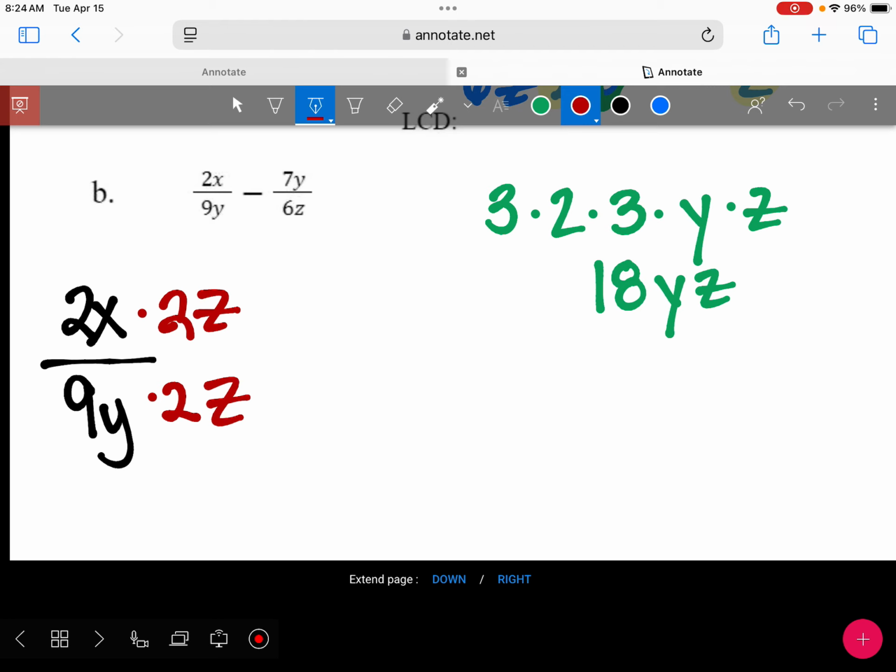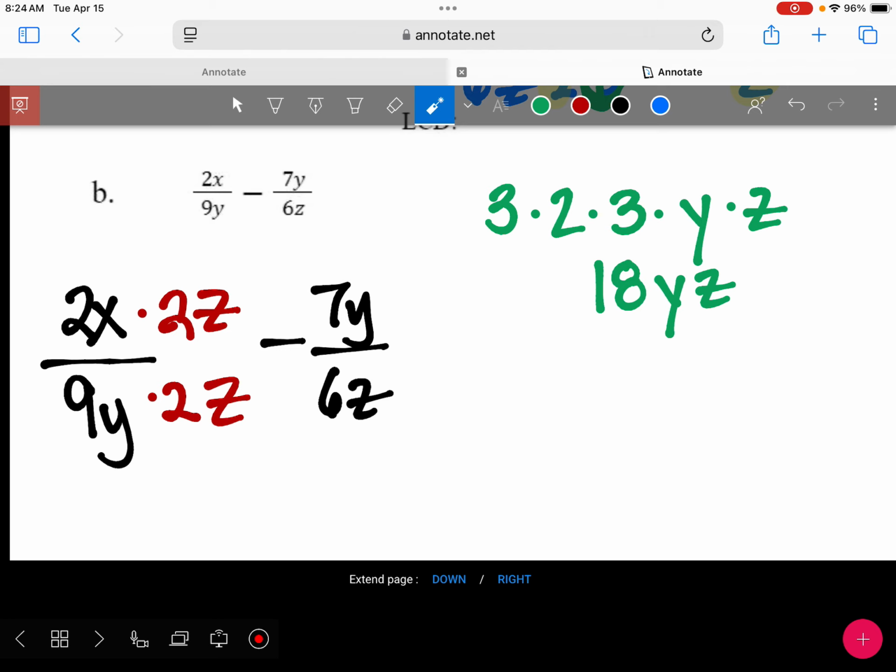And I try to make sure my 2 and z look different, so you should also do the same, because 2 and z can look really close together. So I always put a line through my z for that reason. Bring down your subtraction sign. Now I have 7y over 6z. All right, so what do I multiply by 6 to get to 18? Show me with your fingers.